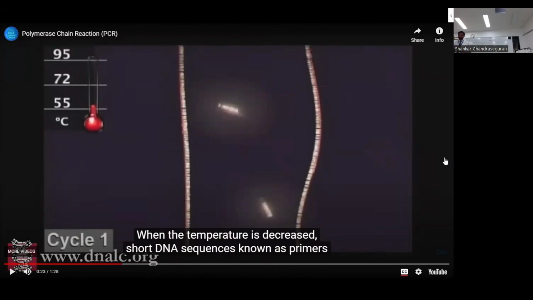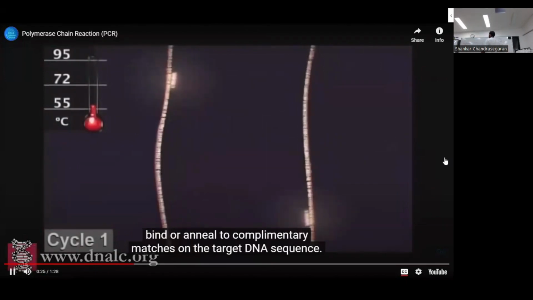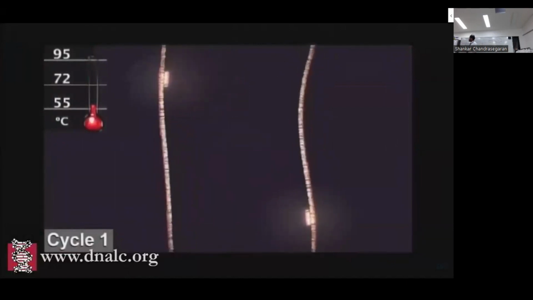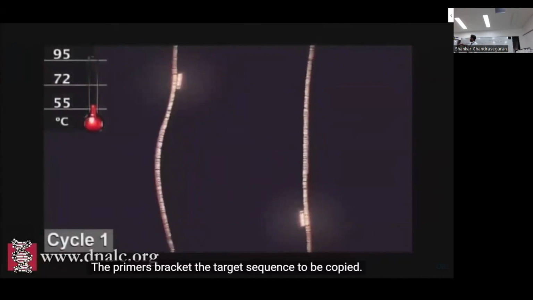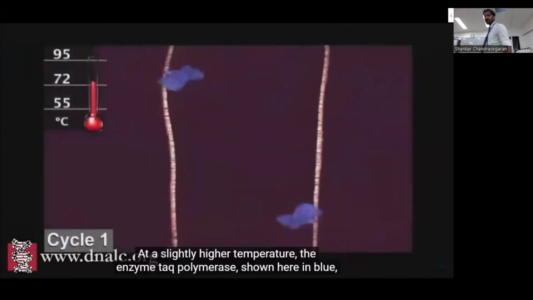Once it's bound, then the temperature is brought back up again. Sequences known as fragments scale to complementary matches on the target DNA sequence. Now the temperature is brought back up to bracket the target sequence, 62 degrees, at a slightly higher temperature.